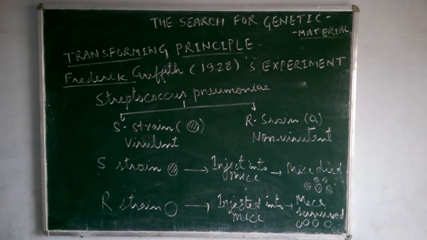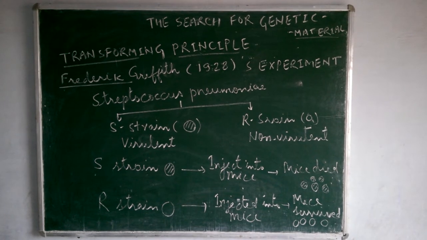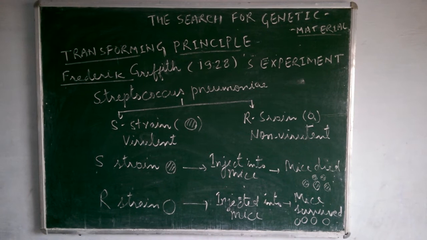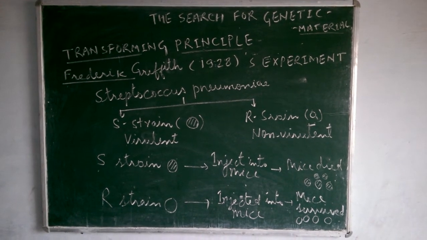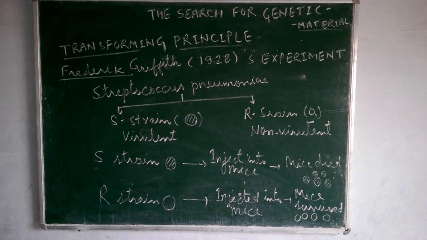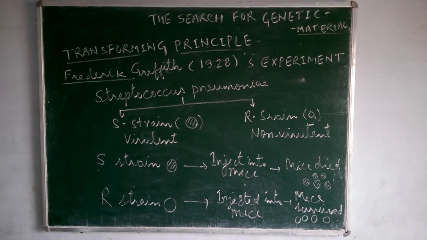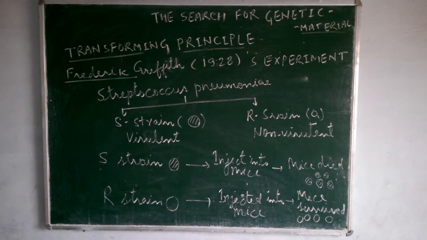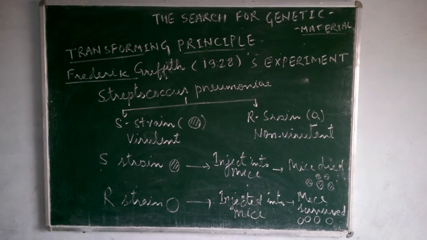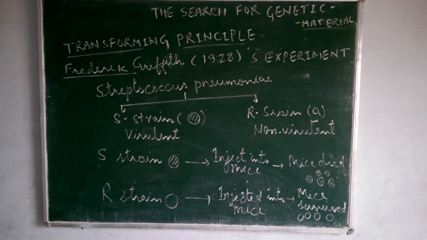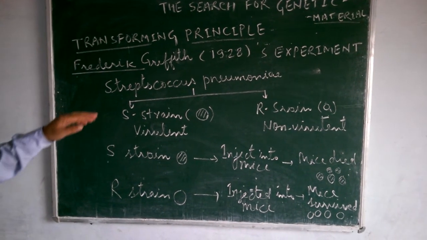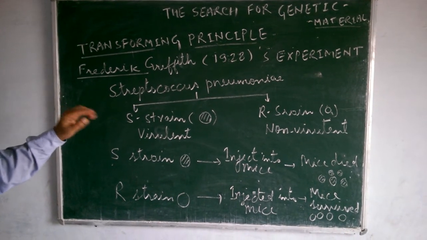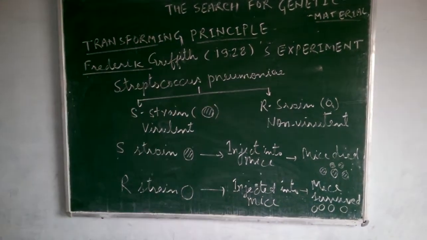In 1928, Frederick Griffith did an experiment on bacteria which cause pneumonia. In his experiment, he observed that there are two types of bacteria responsible for this disease. The bacterium is Streptococcus pneumoniae and it has two strains, S strain and R strain.